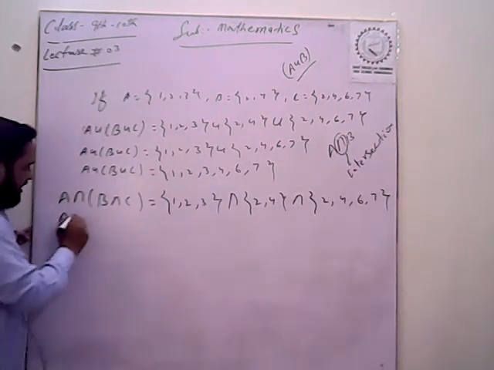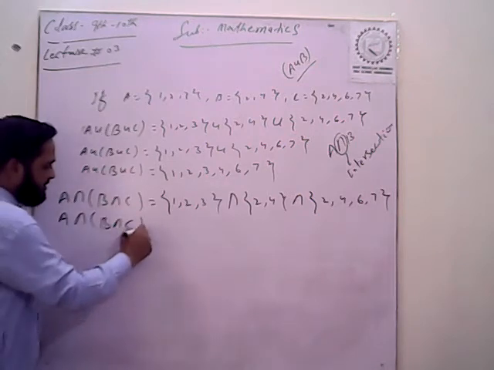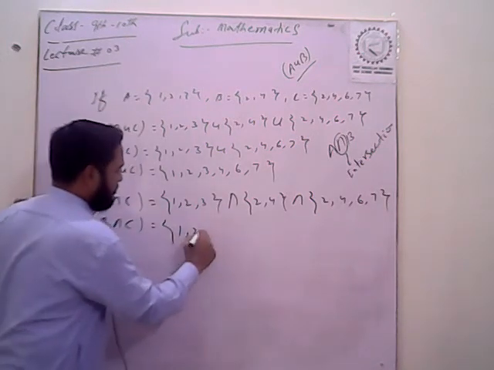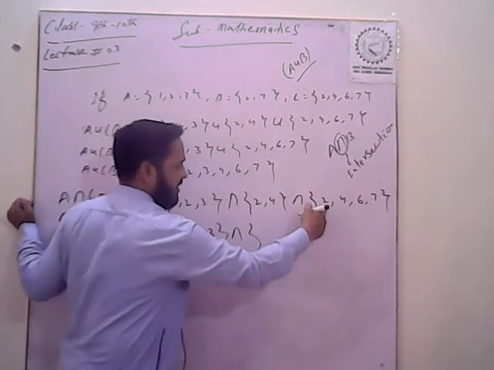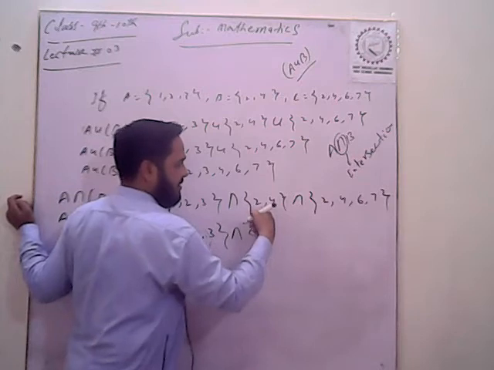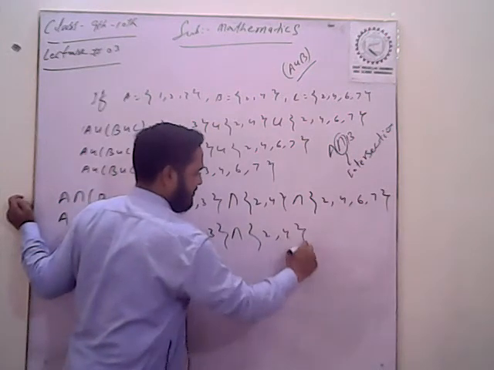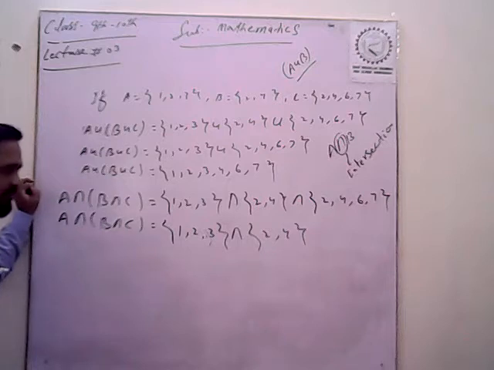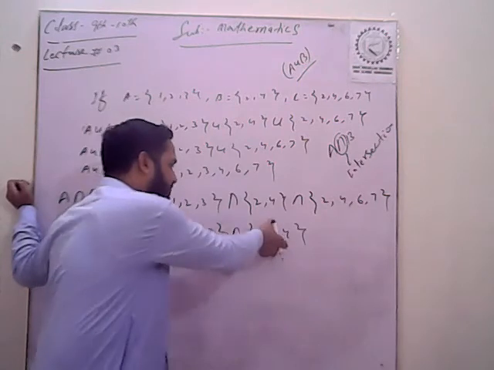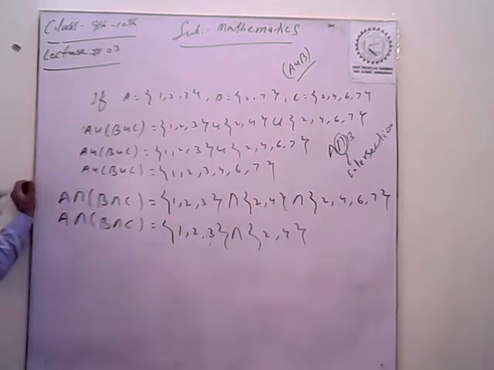For A intersection B intersection C, now {1, 2, 3} intersection with the two sets B and C, the common elements are 2 and 4. 2 is common in B and C, and 4 is also common in B and C, which we write in the form of brackets {2, 4}. That is called the intersection of two sets.